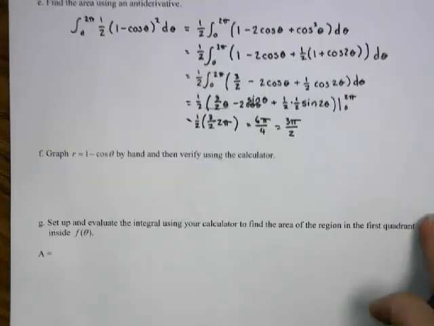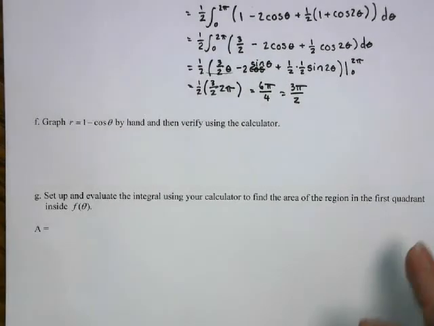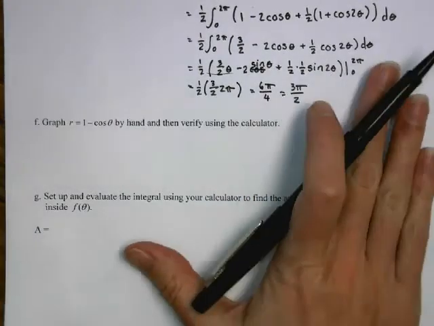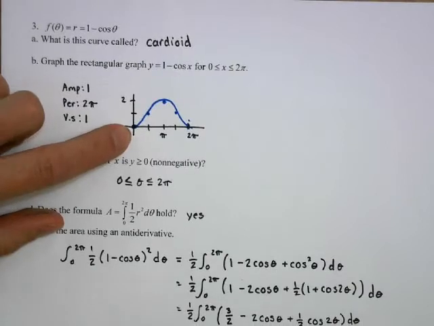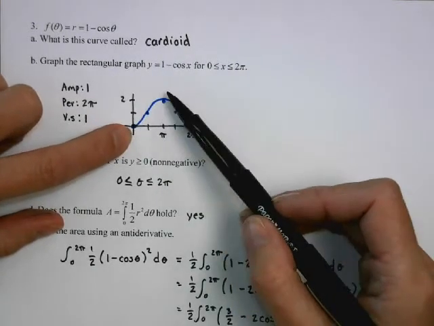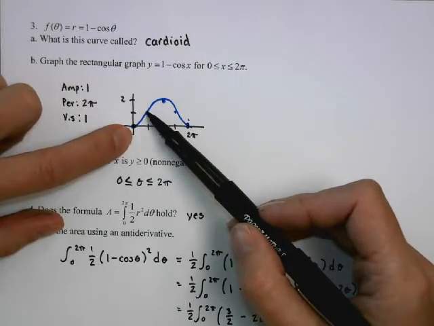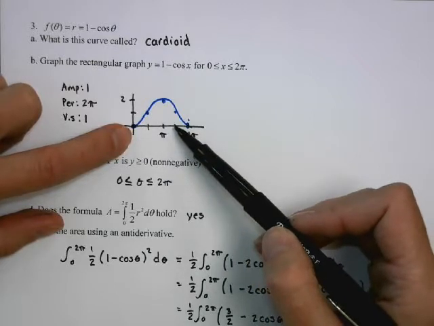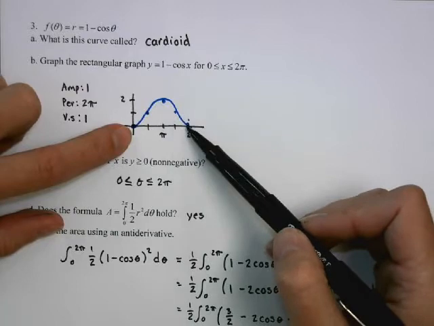Okay, then we're going to graph the cardioid by hand. And I'm just going to use these points. So at 0, we're at 0. At pi over 2, we're at 1. At pi, we're at 2. At 3 pi over 2, we're at 1. And then at 2 pi, we're at 0.